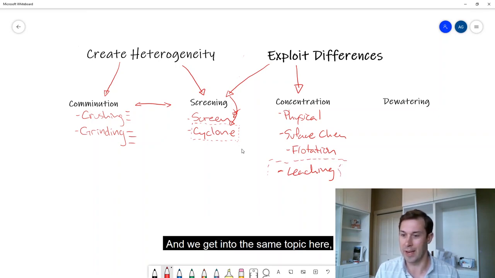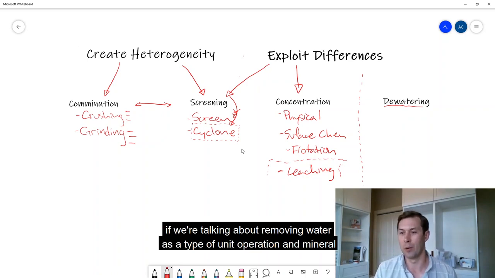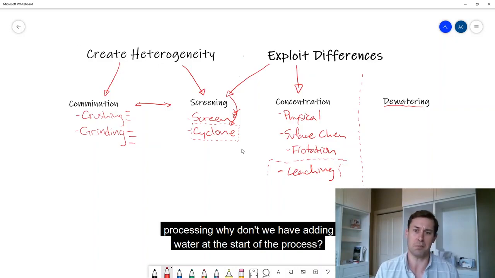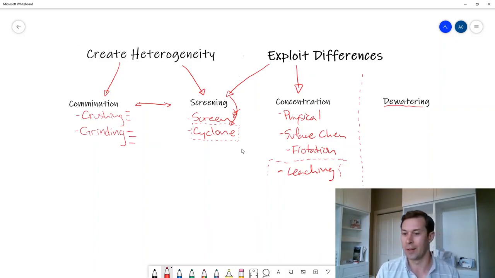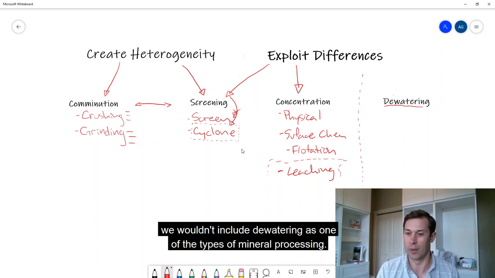And we get into the same point with dewatering. So dewatering isn't doing really either of those theoretical things. And one could say, hey, if we're talking about removing water as a type of unit operation in mineral processing, why don't we have adding water at the start of the process? Well, I think in that distinct sense of the theoretical framework, then no, we wouldn't include dewatering as one of the types of mineral processing.